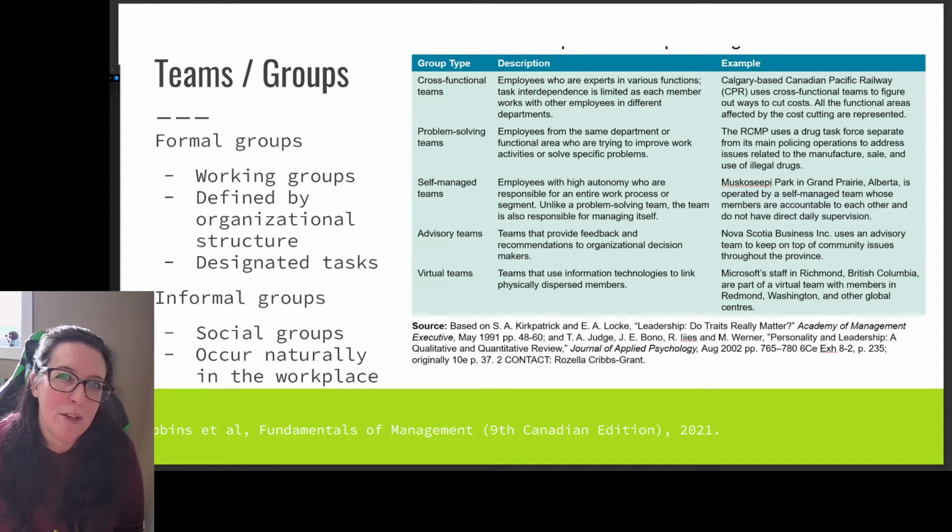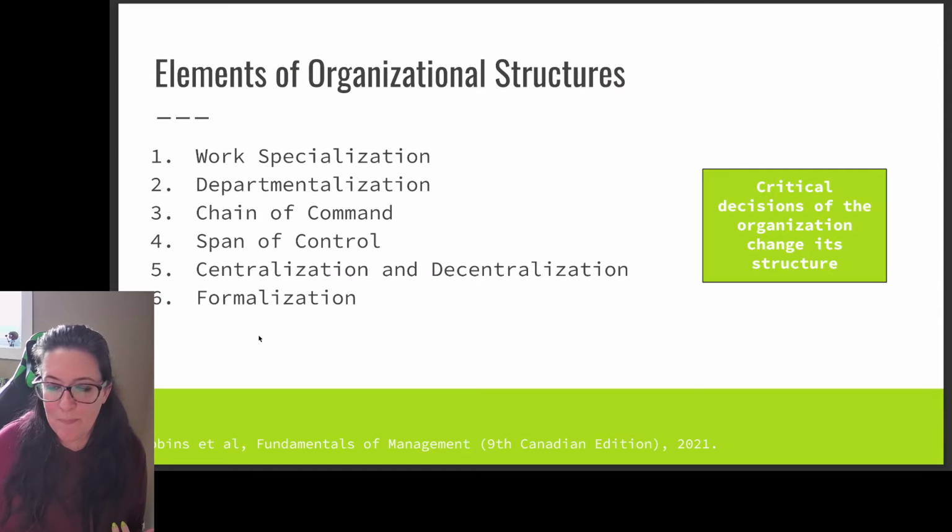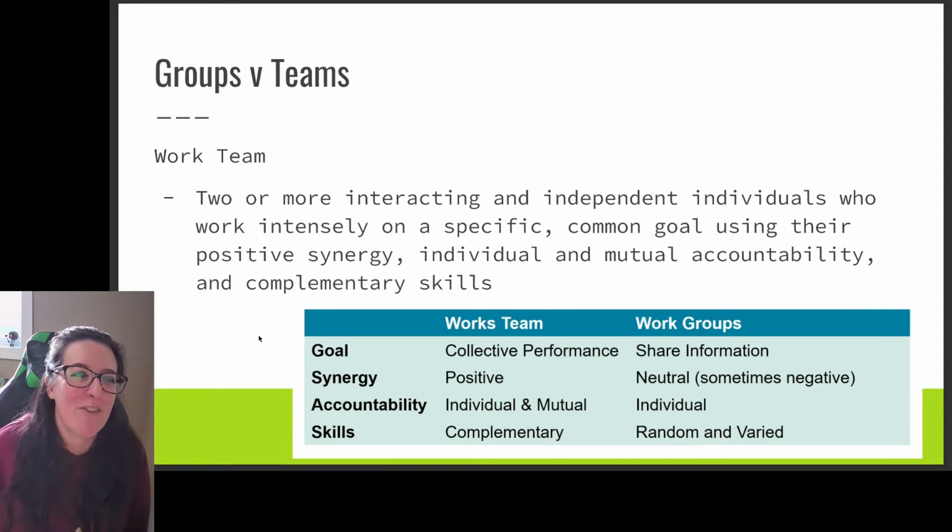You also have informal groups. So these are the more social groups that you have within your organization. So who eats lunch with whom? And these occur naturally within the workplace. And so we're differentiating that from a team. We're differentiating that from a team.